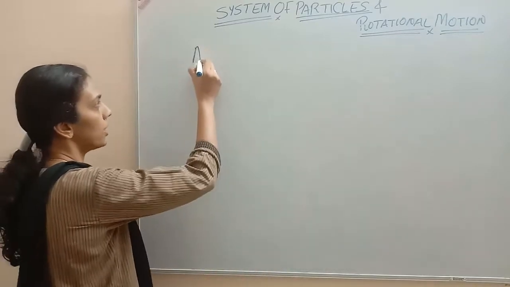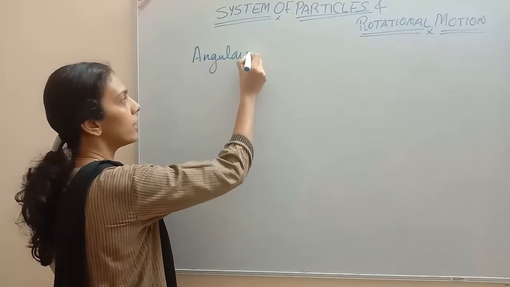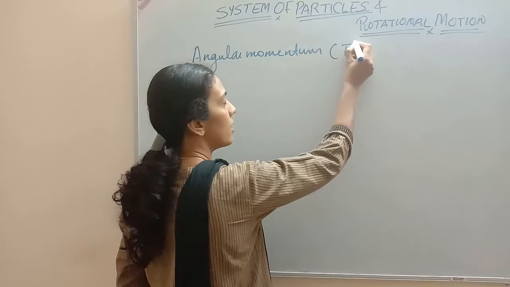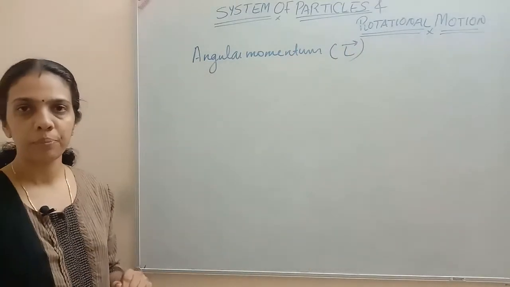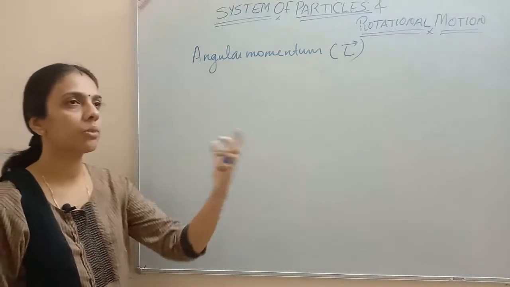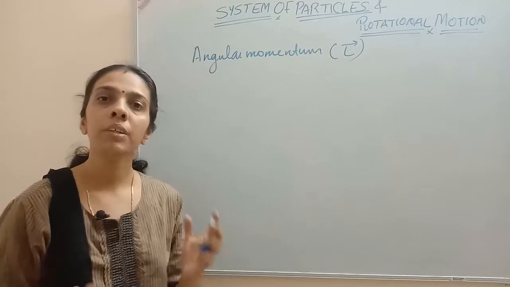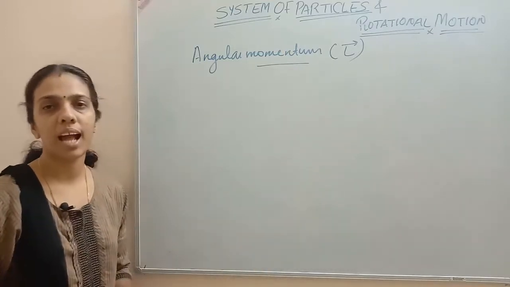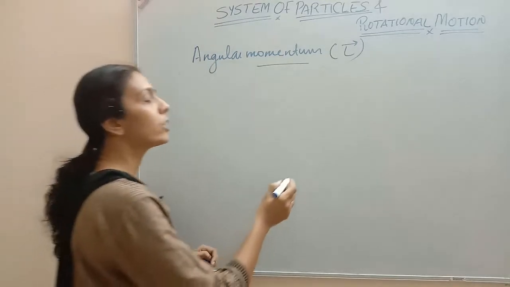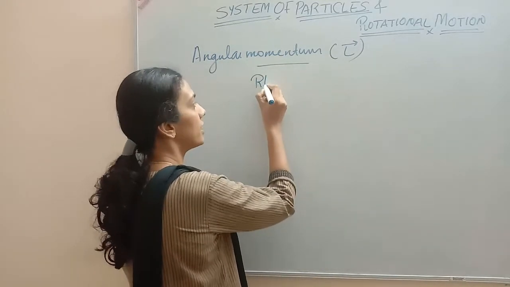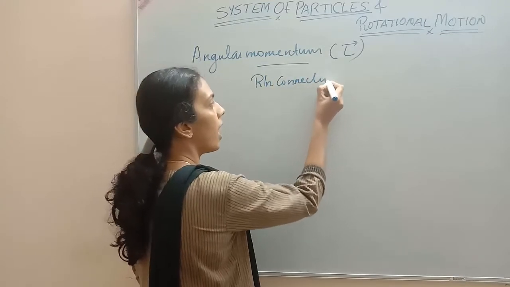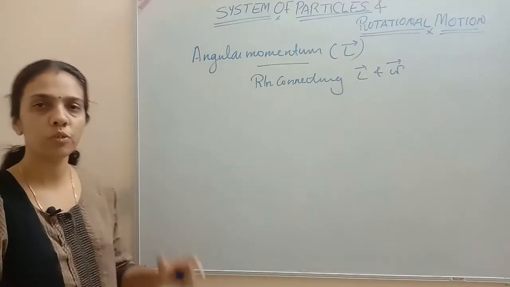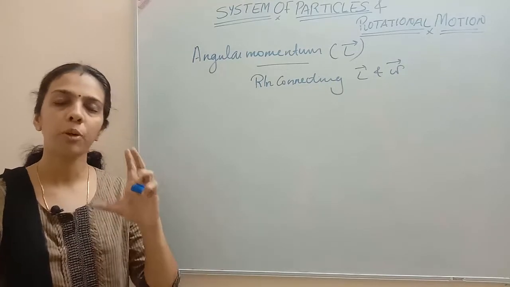Okay, angular momentum. We already learned it as angular momentum L equals r cross p, the moment of linear momentum. Now we are going to find another relation for angular momentum with respect to the angular velocity omega, a relation connecting angular momentum and angular velocity, in the case of rotational motion about a fixed axis.